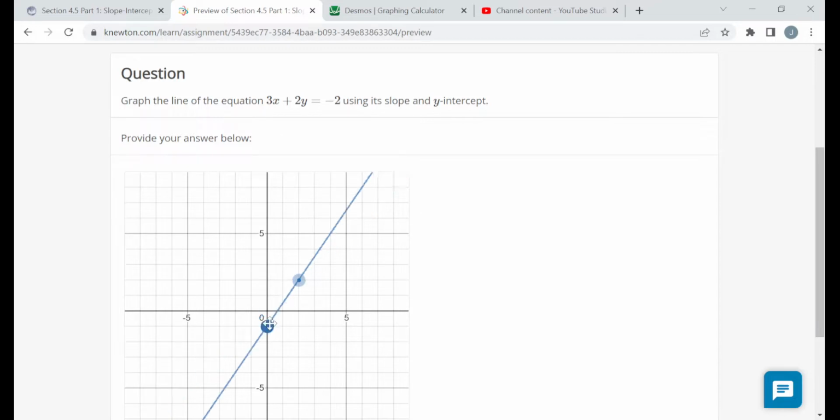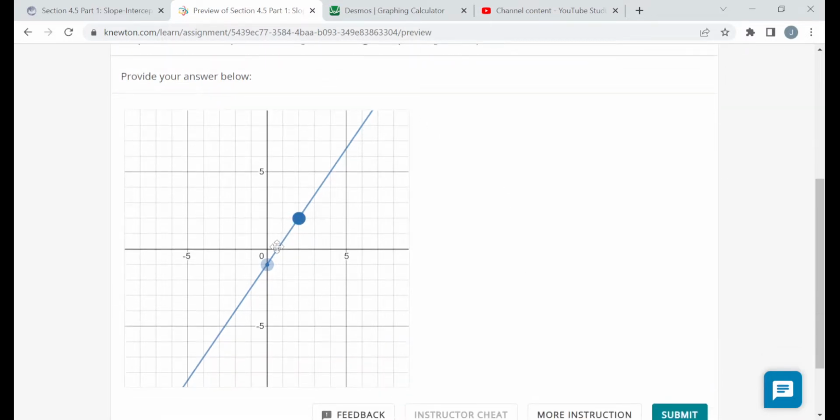Alright, and then the slope, I'd subtract 3x and then divide by 2. The coefficient would be negative 3 halves, meaning go down 3, right 2. So if I go from the y-intercept here, down 3, right 2, I have the point 2, negative 4.